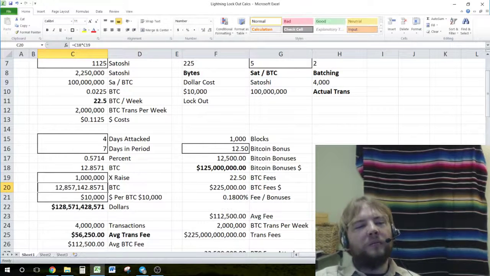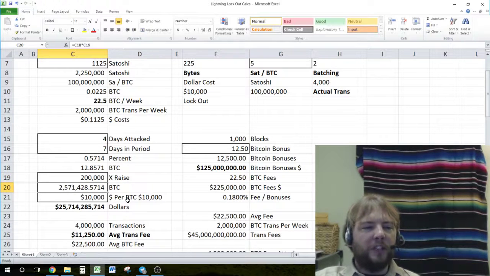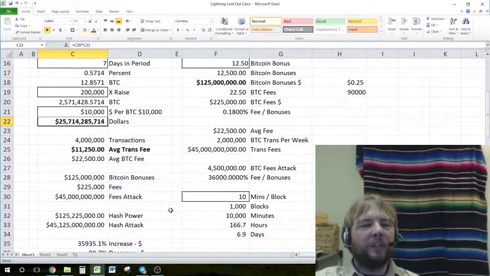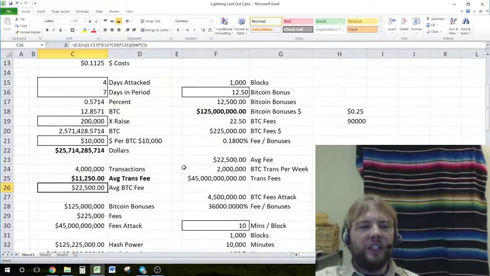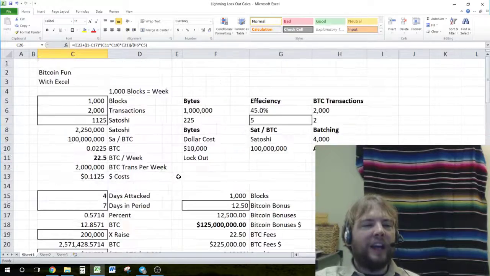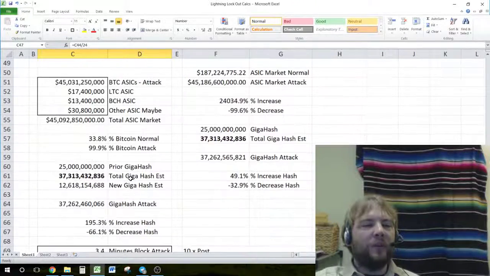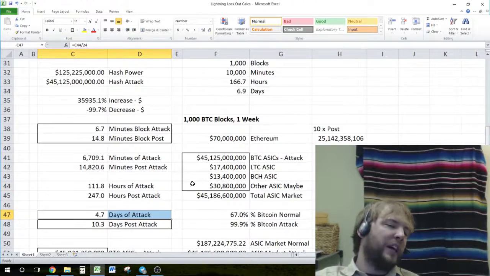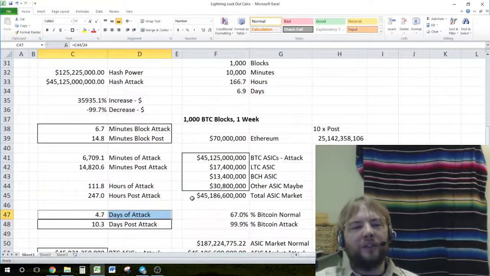And so let's just say someone was to spend $25 billion to attack the Bitcoin network, just for talking purposes, and this would make the average Bitcoin transaction fee $22,000 to transact over the Bitcoin network. People would have to respond to this attack within a 5-day window, and responding to this attack and coordinating a group of people within 5 days would be extremely difficult.